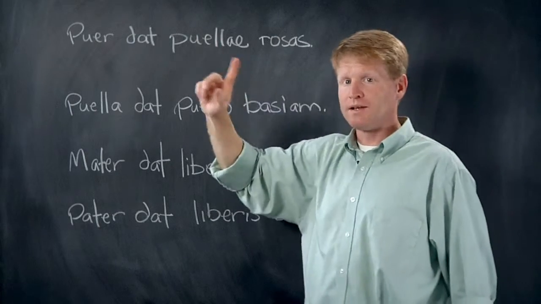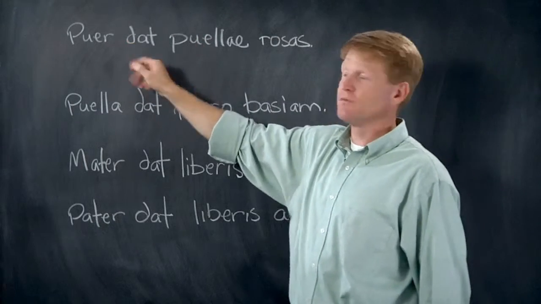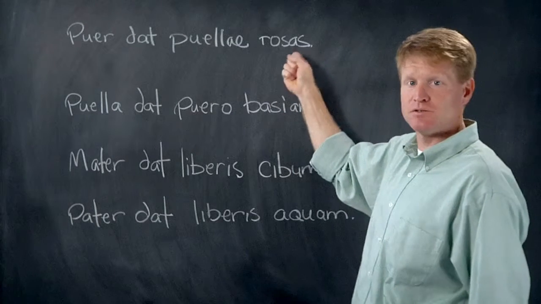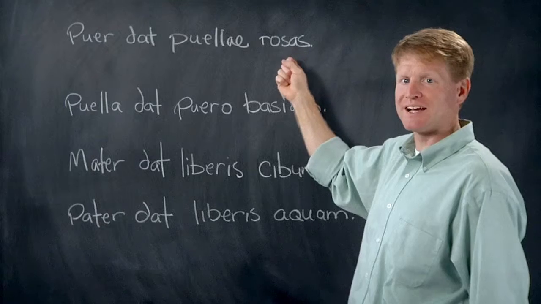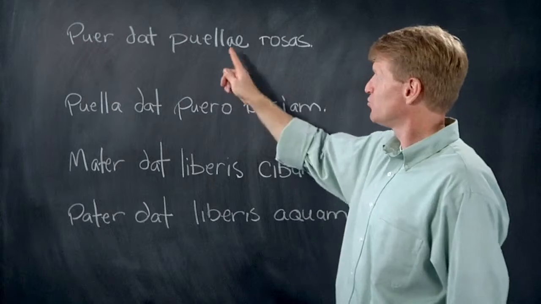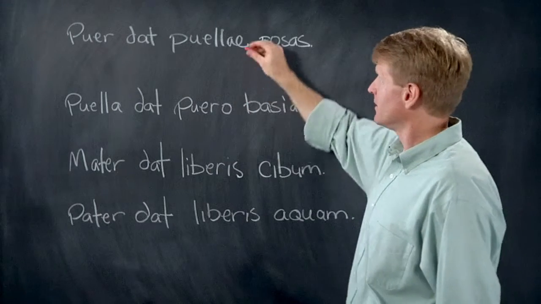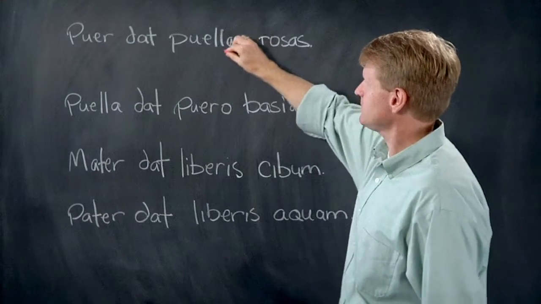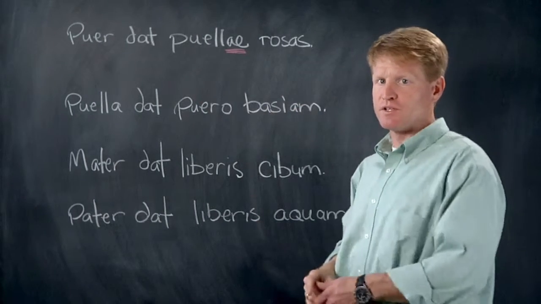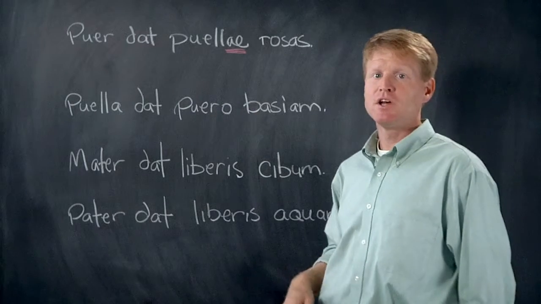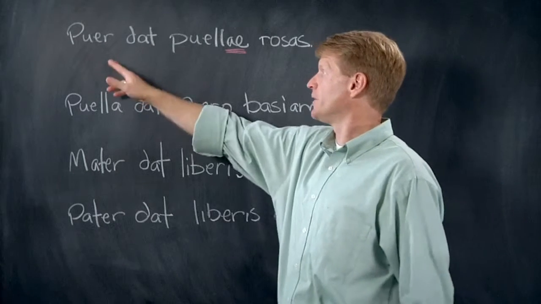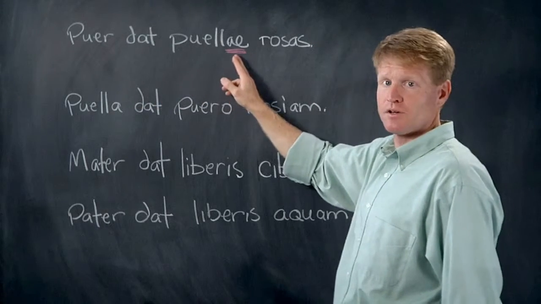The boy gives what? Let's skip puelle for just a minute. The boy gives rosas. Look at the ending there. That is accusative. He's giving rosas. And who is receiving the rosas? Puelle. And look at the ending there. So, puella is girl. Puelle in the genitive means of the girl, and puelle in the dative, also the same word, means to the girl. So, the boy gives the girl roses.